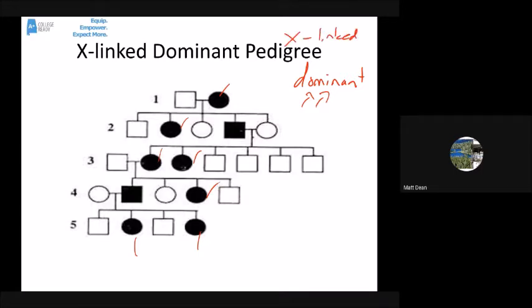Now, another thing we can look at is who a parent can pass it to. So we can see here, this mother is passing it to both daughters and sons. But then if we look at this affected male, he's only passing it to daughters. His sons here and here are not affected. So that's another clue that the trait is probably X-linked. Fathers can pass it to daughters. They can't pass it to sons. Mothers can pass it to both sons and daughters.